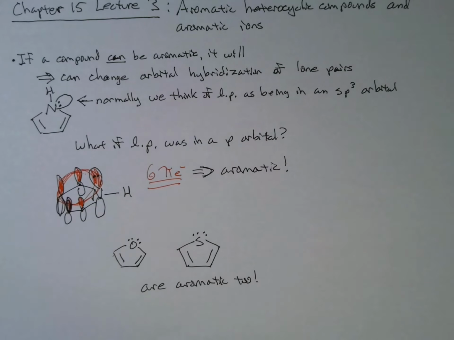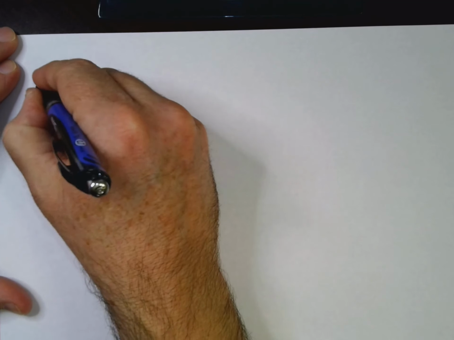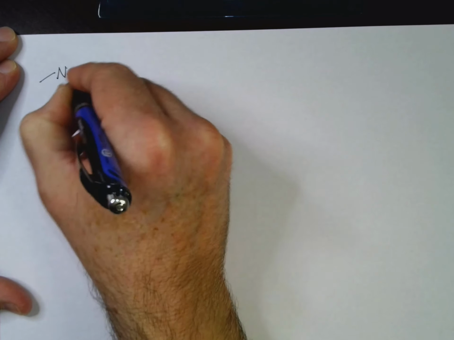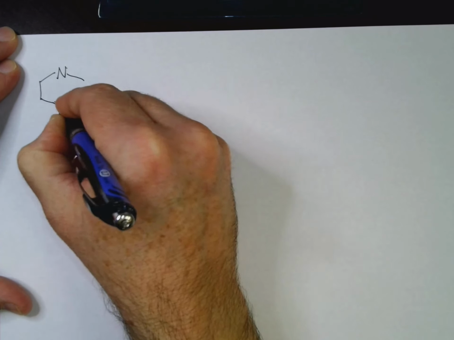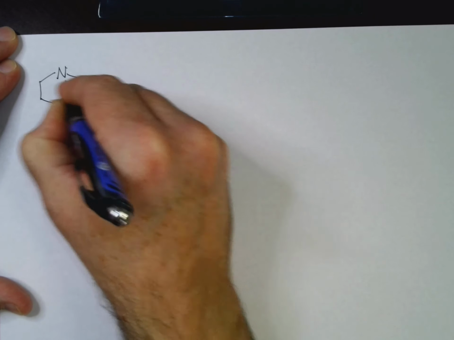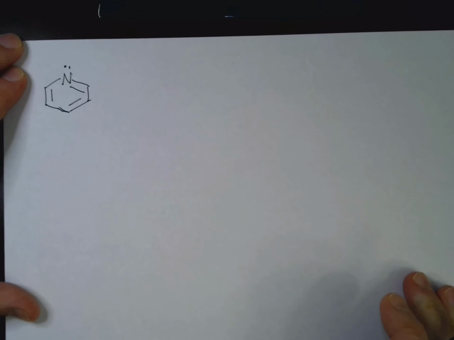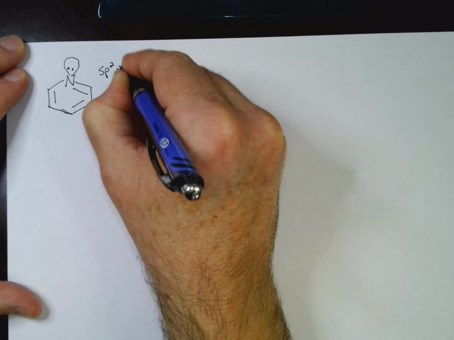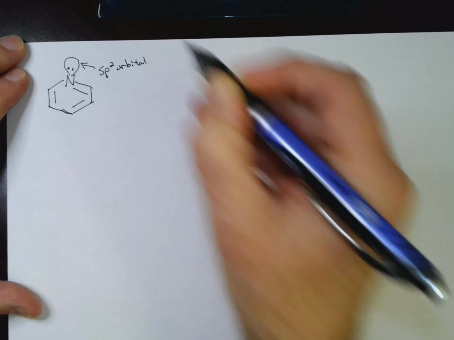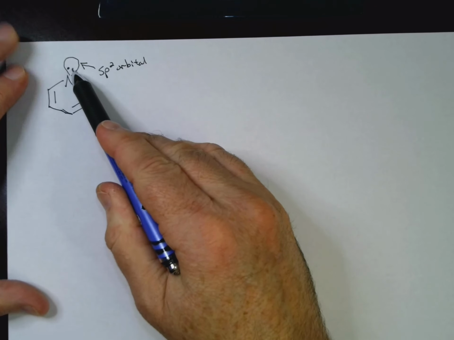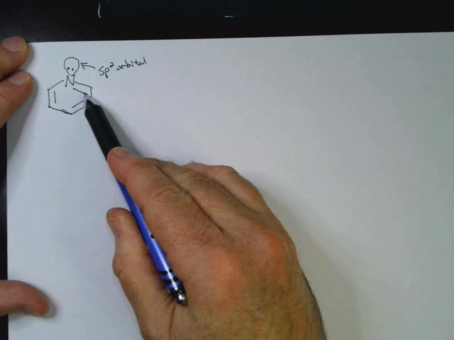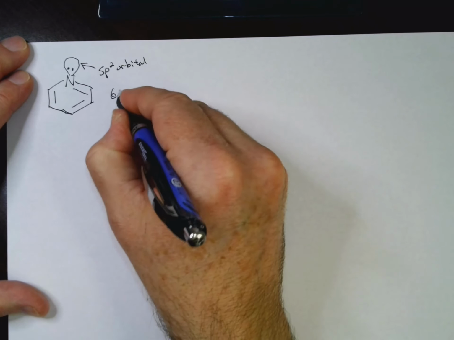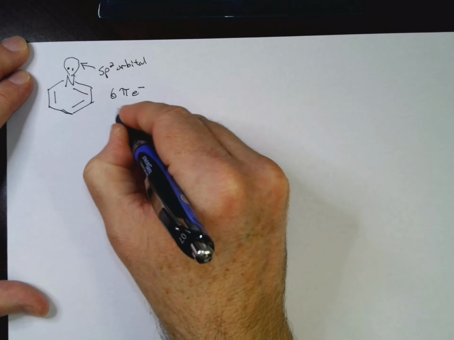What else could we have? Well, let's see here. We could have something like this. What if we had something like this? Well, now that lone pair is in an sp2 orbital, so it doesn't participate in our pi system. And we've got 2, 4, 6 pi electrons. So that is aromatic.